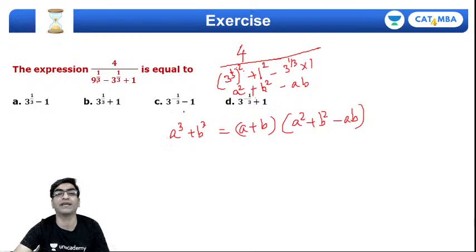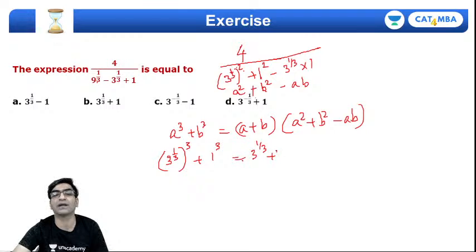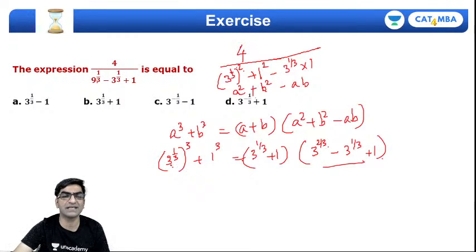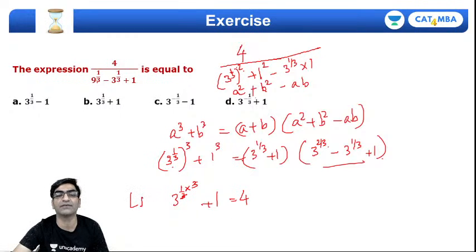So let's substitute A as 3 power 1 by 3 whole cube, B as 1 whole cube, which will be equal to 3 power 1 by 3 plus 1 into 3 power 2 by 3, that's 9 power 1 by 3, minus 3 power 1 by 3 plus 1. Exactly what we want. So this I already have. But what is the LHS? That's going to be 3 power 1 by 3 into 3, which is in fact 3 power 1, plus 1. So this becomes 4. This is the left hand side.